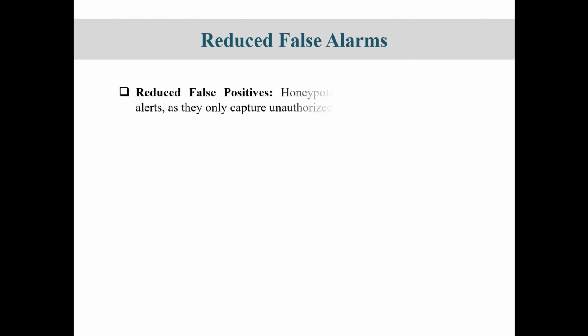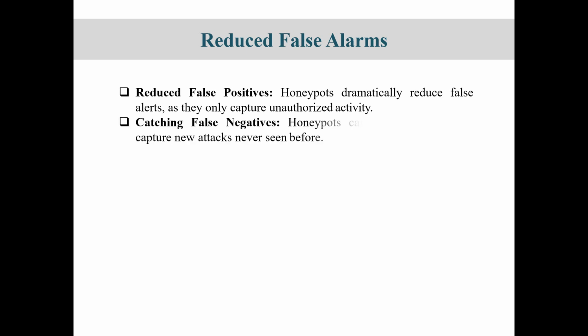Reduced false positives. Perhaps the biggest drawback of an IDS is that so many of the alerts generated are false. False positives are a big problem even for organizations that spend a lot of time tuning their systems. If an IDS continuously creates false positives, administrators may eventually begin to ignore the system. Honeypots dramatically reduce false alerts as they only capture unauthorized activity.